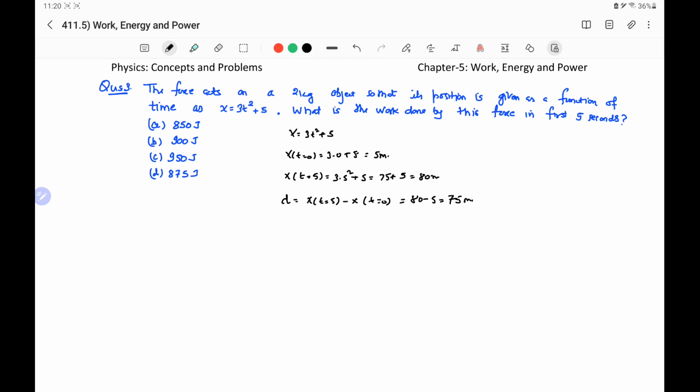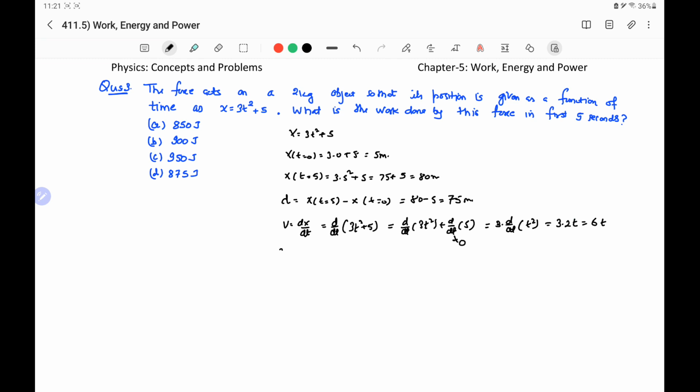Now we have to find the force on the body. Velocity is defined as the rate of change of position, because position is changing along the x direction, so velocity will also be along x direction. This will be equal to differential of 3t square plus 5, that is equal to differential of 3t square plus differential of 5. 5 is constant, its differential will be 0, so remaining is 3 into differential of t square, and differential of t square is 2t, so we have velocity 6t meter per second.